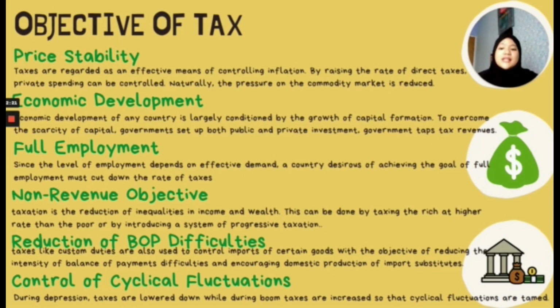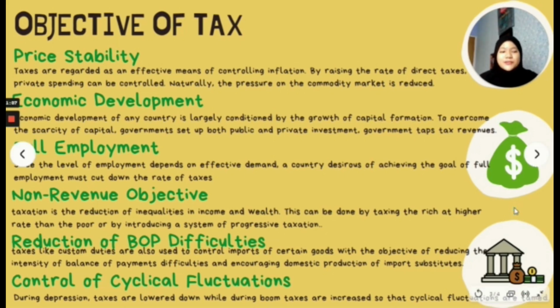Taxes like custom duties are also used to control imports of certain goods with the objective of reducing the intensity of balance of payment difficulties and encouraging domestic production of import substitutes. So the last one is control of cyclical fluctuation. So during depression, tax are lowered while during boom, tax are increased so that cyclical fluctuations are tamed.